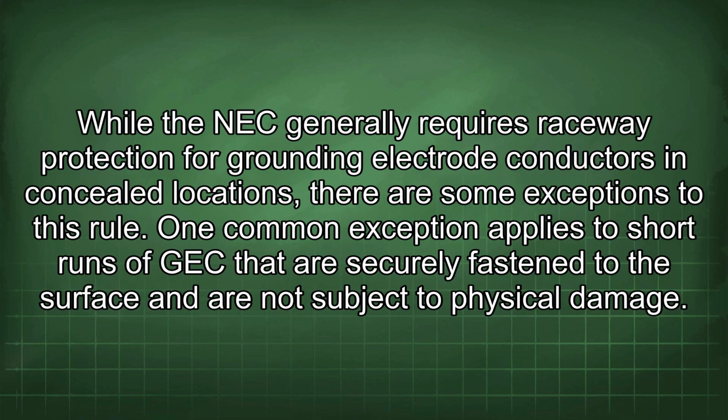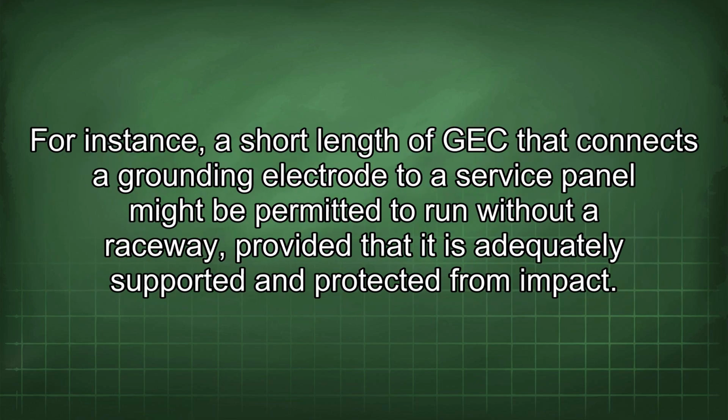While the NEC generally requires raceway protection for grounding electrode conductors in concealed locations, there are some exceptions to this rule. One common exception applies to short runs of GEC that are securely fastened to the surface and are not subject to physical damage. For instance, a short length of GEC that connects a grounding electrode to a service panel might be permitted to run without a raceway, provided that it is adequately supported and protected from impact.